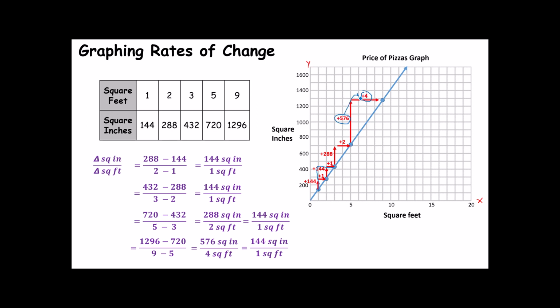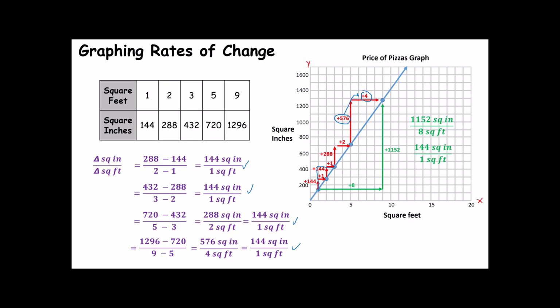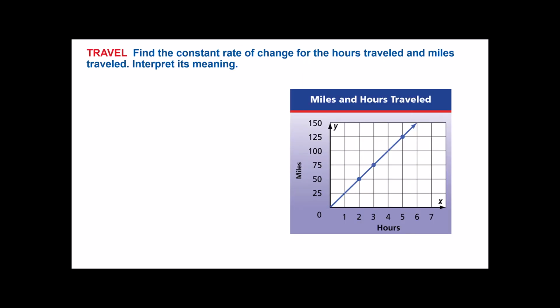So just know that when you're looking for your constant rates of change, you need to be looking at the simplest form of those fractions, or the unit rate, because you could get fractions, or ratios or rates, where you are climbing multiple increments at a time. Not too bad, right? And there you can see for the whole thing, it's 1152 over 8, which is also 144 square inches per square foot. Here's another one.